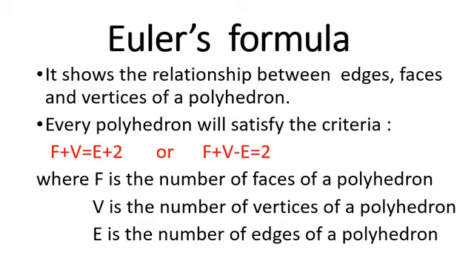So Euler's formula gives the relationship between edges, faces and vertices of a polyhedron, and every polyhedron should satisfy this criteria F plus V equals E plus 2, or it can be written in another way also, F plus V minus E equals 2. Both are the same thing, because when E is shifted to the right hand side, it will be E plus 2, where F is the number of faces of a polyhedron, V is the number of vertices of a polyhedron, E is the number of edges of a polyhedron.